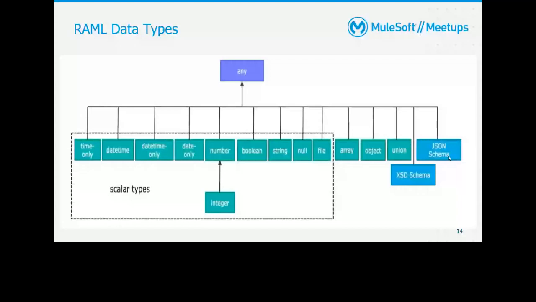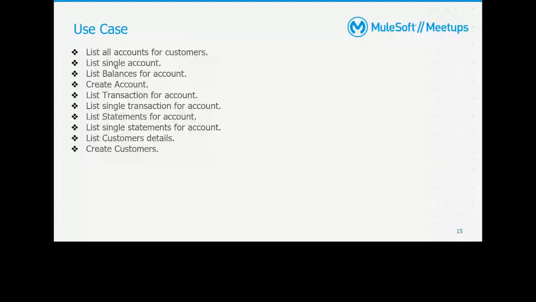Okay, what is the use case for today's demo? We will list all the accounts for the customer. We will list a single account. These are the APIs which we are going to develop. These are the open banking APIs we are going to use in today's demo: create account, list transactions for the account, list single transaction for account, list statement for account, list single statement, list customer details, and create customer. At the end of the session, I will share the code with everyone.